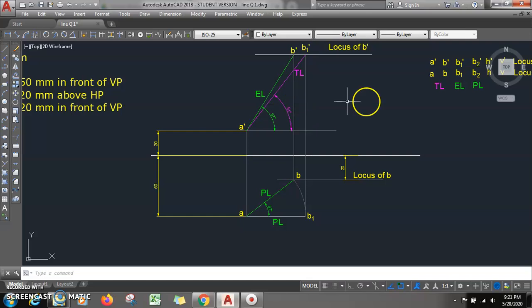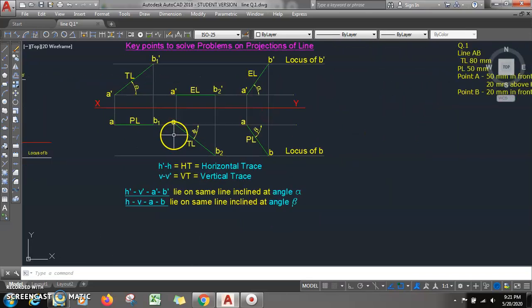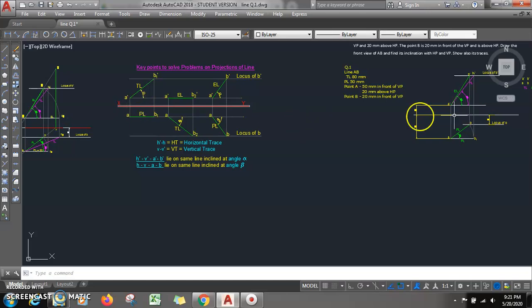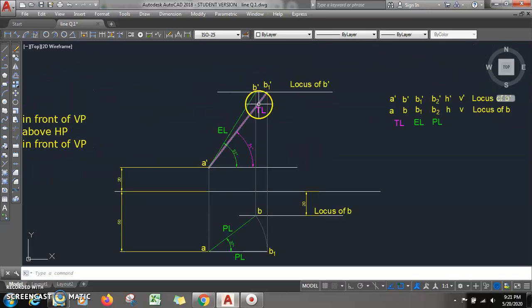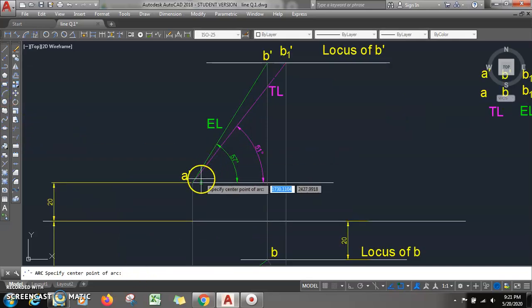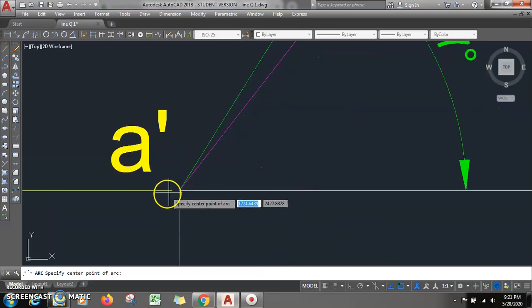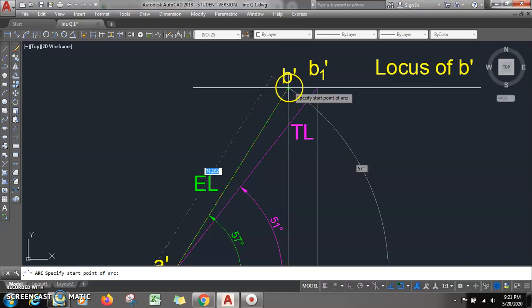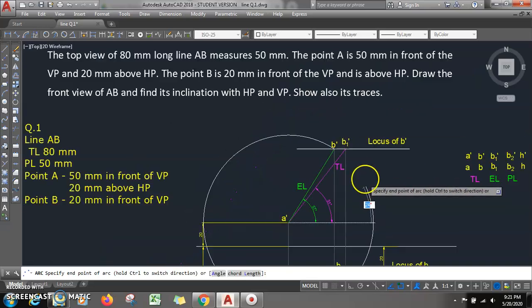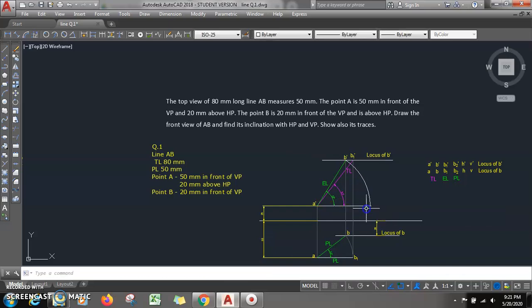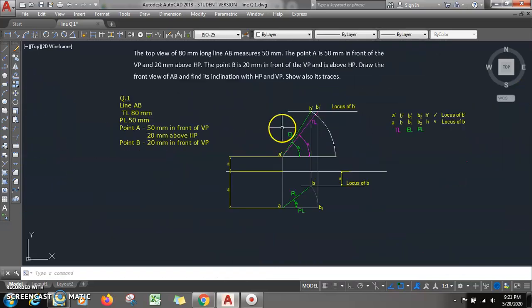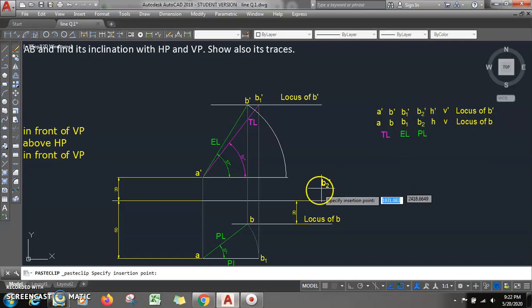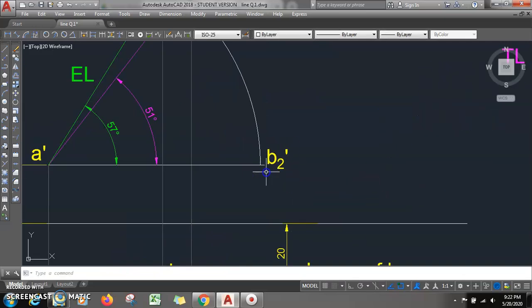So whenever we need true length at angle phi, EL has to be made parallel to XY first. So what we will do, we will take an arc, center. This is my center. E dash is the center, and the start point is point B dash. Press control. You see, this is your arc. This point will be called B2 dash. Excess length I can trim.